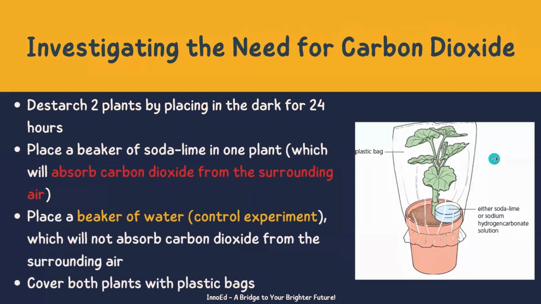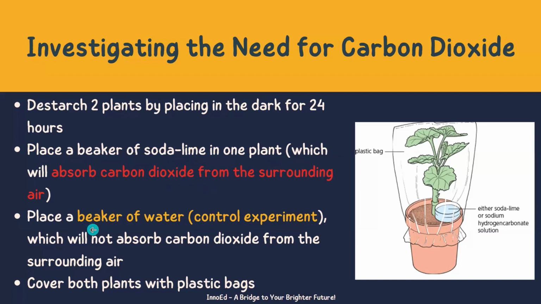Now let's look at the investigation of the need of carbon dioxide for photosynthesis. Since we are going to use the presence of starch as evidence in this investigation as well, we need to destarch the two plants we are going to use by placing them in the dark for 24 hours. Then we place a beaker of soda lime with one plant so that it will absorb the carbon dioxide from the surrounding.